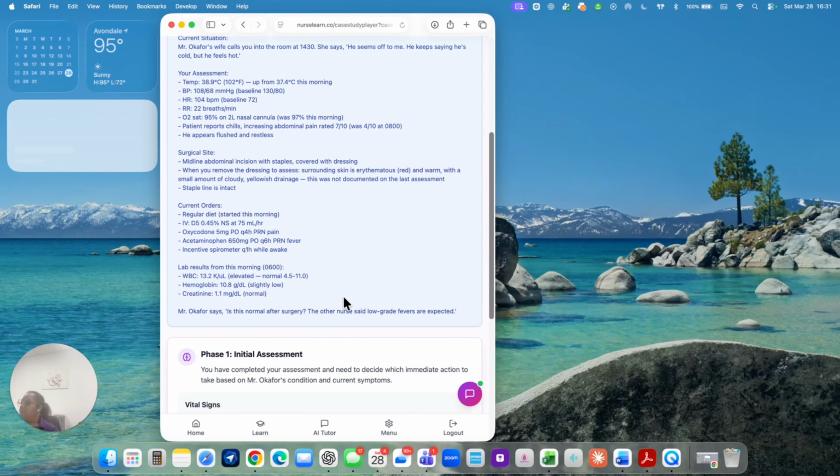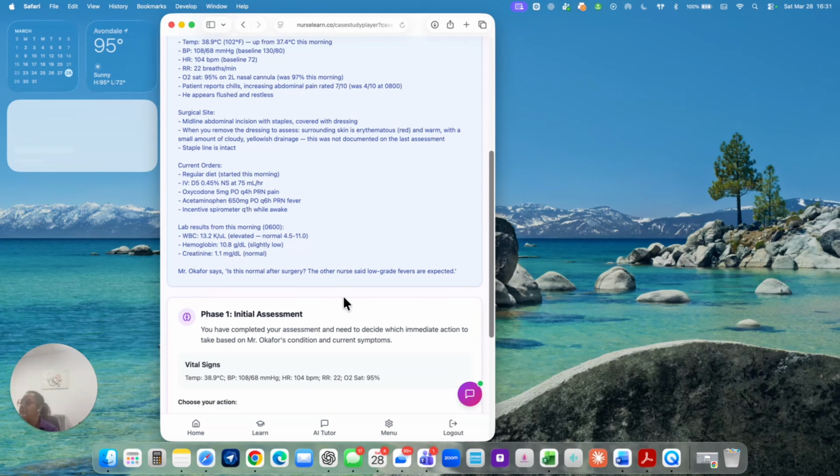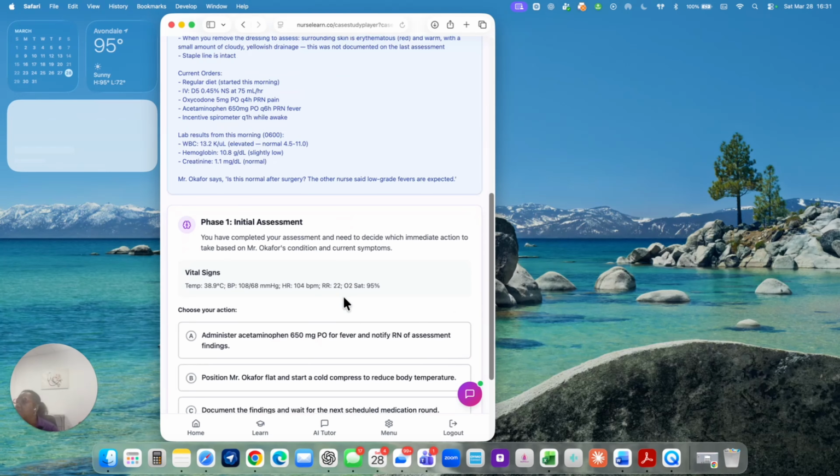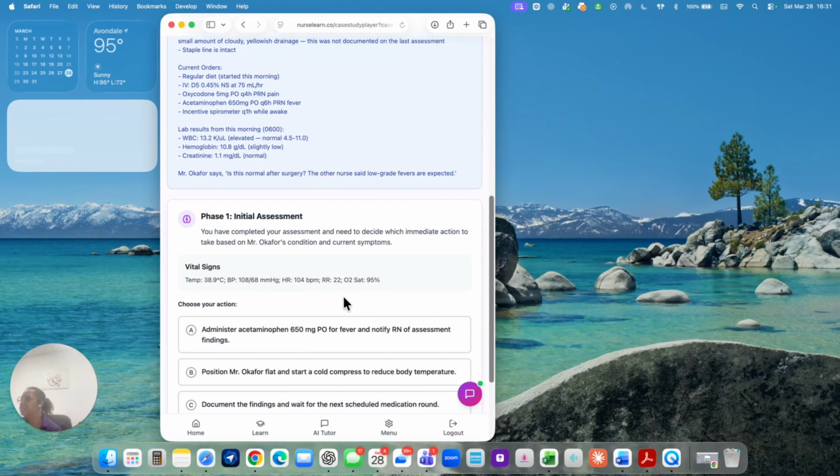Lab results this morning at 6: white count was 13.2, which is elevated. That's to be expected after a surgery though. Hemoglobin was 10.8, slightly low. Creatinine 1.1, which is normal. Mr. Okafor says, "Is this normal after surgery? The other nurse said low-grade fevers are expected." So you completed your assessment. You need to decide what immediate action to take based on Mr. Okafor's condition and current symptoms.